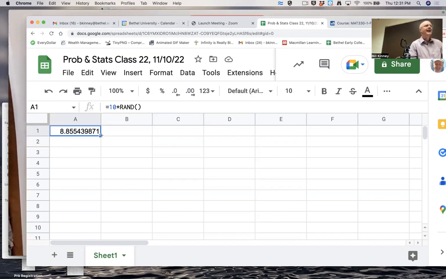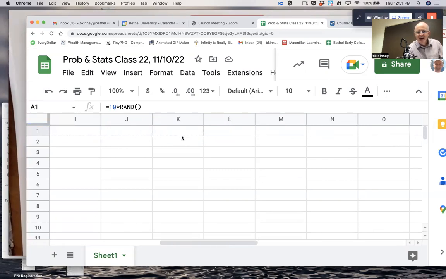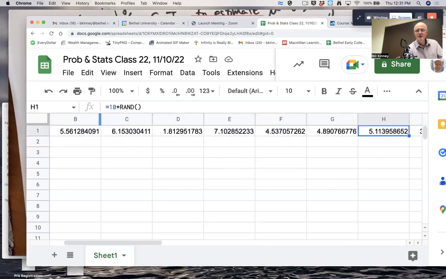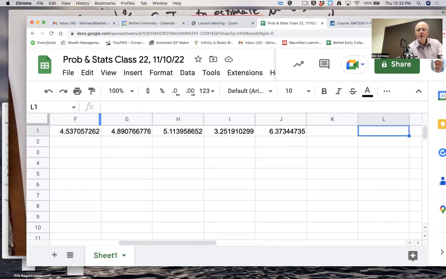A, B, C, D, E, F, G, H, I, J. Go to column J here. I memorized that E is the 5th letter in the alphabet, but I haven't memorized that J is the 10th. I should do that from now on. There's a random sample of size 10 from the uniform 0 to 10 distribution. What's the mean?